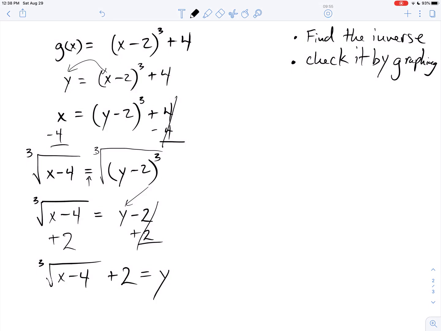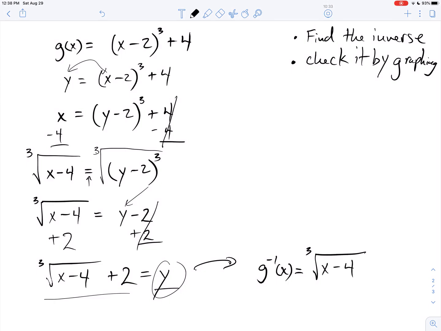Now, this always looks weird to me because I don't say stuff equals y. I say y equals stuff. But it doesn't matter which side the y is on. If this thing equals this stuff, they're equal. But remember, we're going to rewrite our answer in inverse notation, so that's why I'm making a point of this. The original function was called g, so I'm going to call the answer g inverse. And now I'm just going to make it beautiful. And then Shazam, that's my answer.